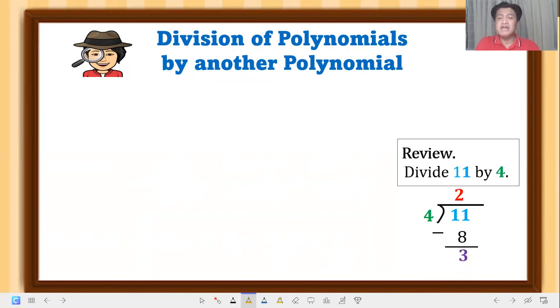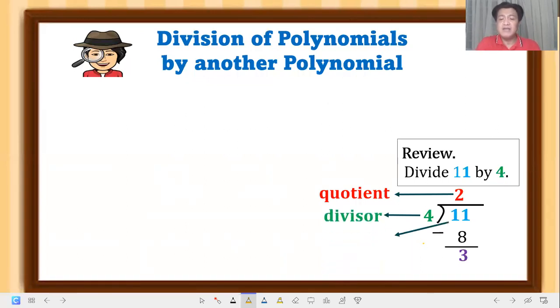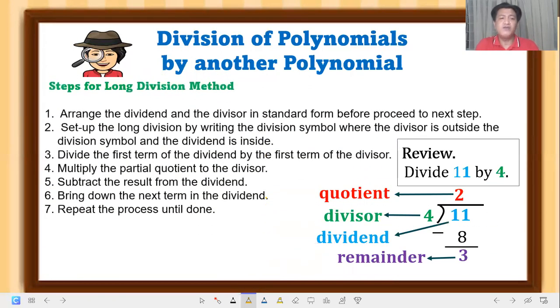Okay, so ngayon dapat alam natin yung mga basic name ng part sa division, no? Anong tawag sa 2? Okay, nabanggit ko kanina, we call this quotient. Yung 4 naman na yan, we call that divisor, yung pinang-hati. Yung 11 naman na yan, yun yung tinatawag natin dividend, yun yung hinahati. At yung 3 na yan, yun yung sobra, yun yung remainder. This concept will help you to perform the division of polynomials using the long division method. Okay? So with that, ito yung steps natin for long division method.